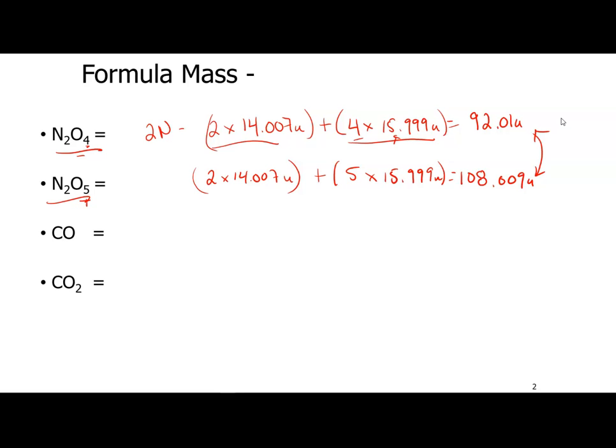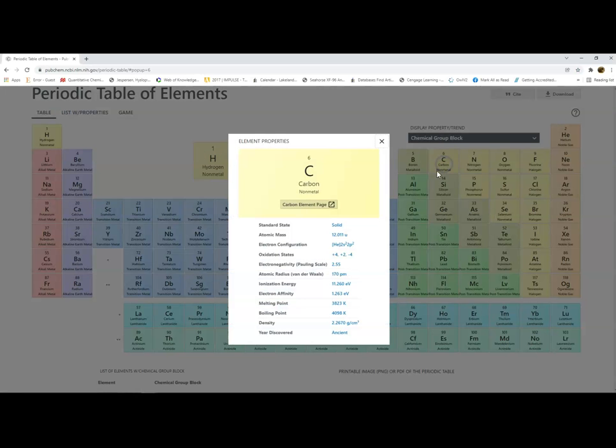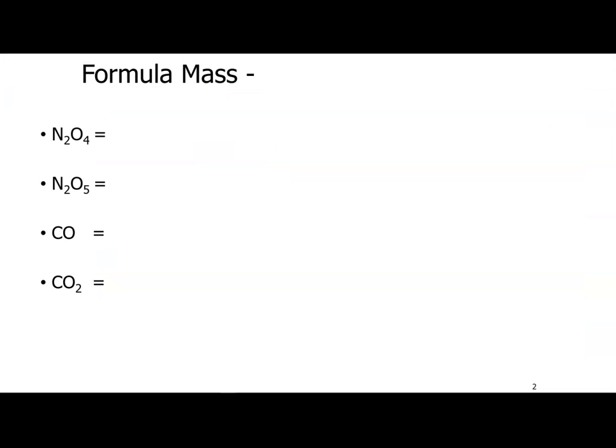Let's look at carbon monoxide. Carbon monoxide and carbon dioxide both have carbon, which is going to be 12.011 atomic mass units. And we'll also have an oxygen, which is 15.999 atomic mass units. Here we have this carbon. We have 1 times 12.011 units plus 1 times 15.999 units. And if we combine those together, we'll get 28.01 atomic mass units. So that's the formula mass for carbon monoxide.